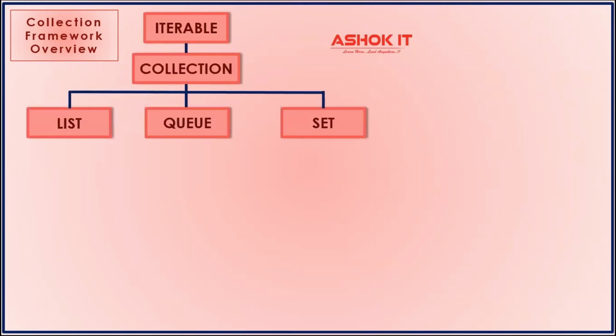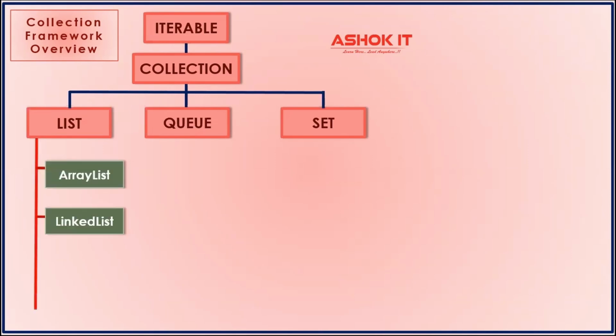Let's see the collection framework architecture. So the topmost interface in collection framework architecture is Iterable, which is implemented by the Collection interface. And the Collection interface is implemented by the List interface, Queue interface, and Set interface. Then the List interface is implemented by ArrayList, LinkedList, Vector, and Stack.